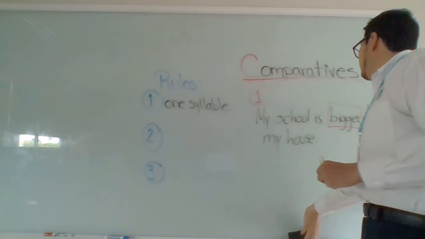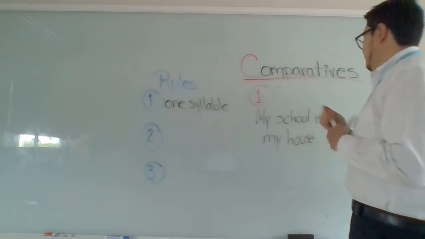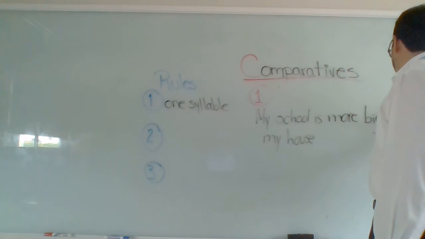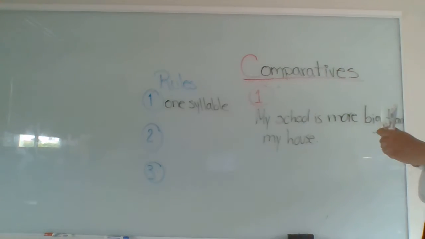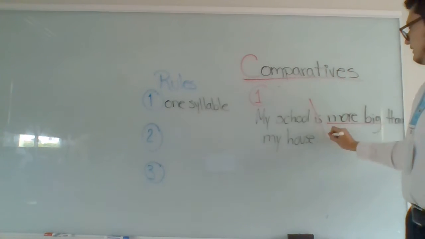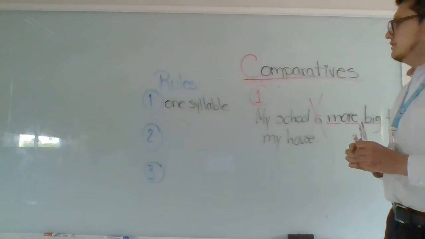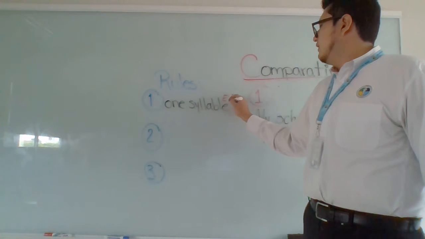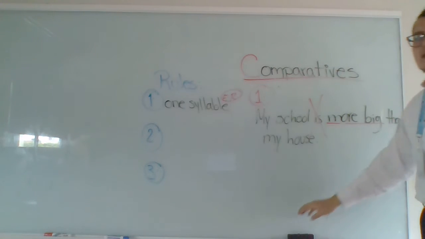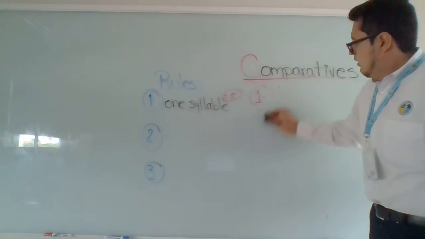If I say my school is more big than my house, this is incorrect because more is not for rule number one. For this rule, it's the ER. The one syllable, we use ER, we do not use more. Okay, so this is rule number one.